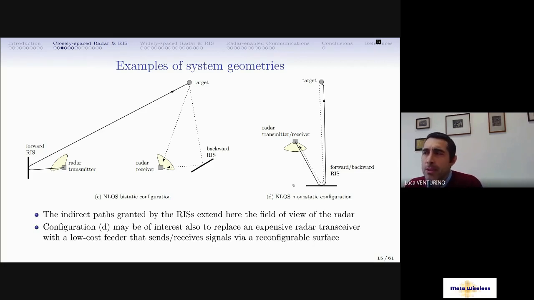What I would like to point out is that configuration D that you see here may also be interesting, because it can be used to replace an expensive radar transceiver with a low-cost device, where the radar transmitter just becomes a feeder, which is used to illuminate a reconfigurable intelligent surface, which is used to scan the area. And the same surface can redirect the echo from the target toward a simple receiver. So we can actually take advantage.